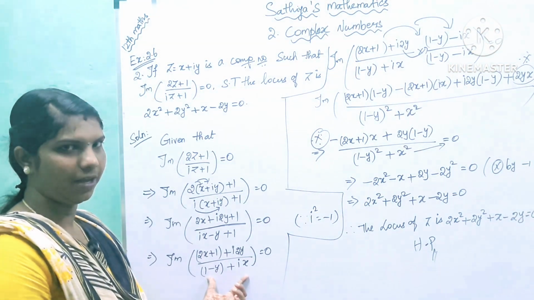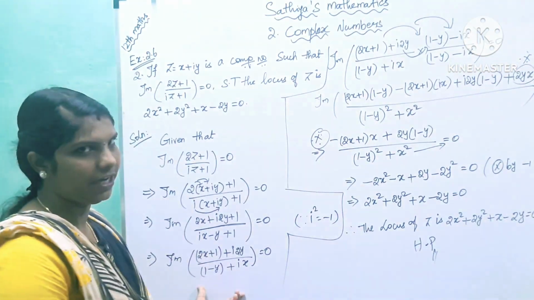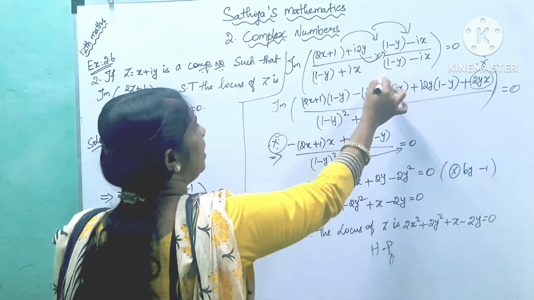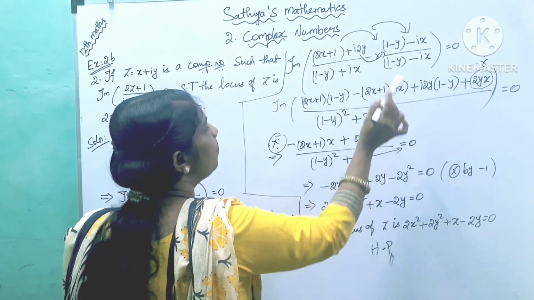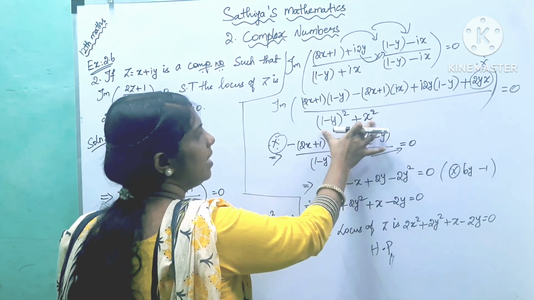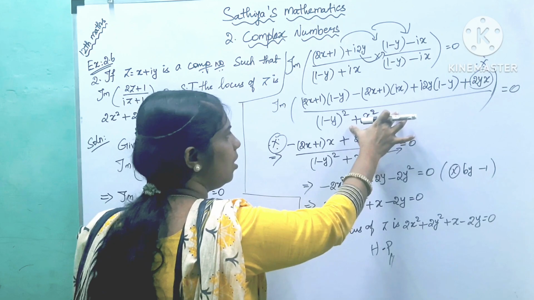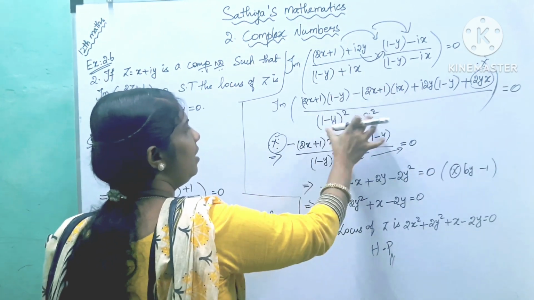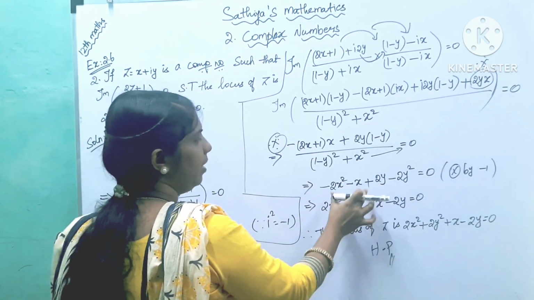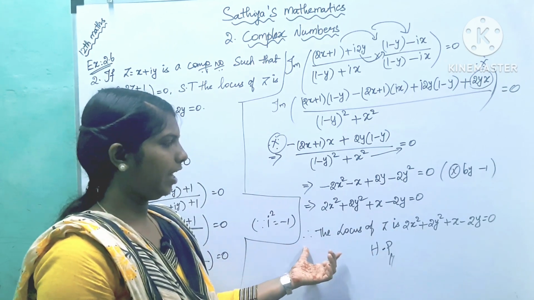The denominator also has a complex number. So we first simplify the denominator, and only then can we separate out the imaginary part of the term. So we multiply and divide by the denominator's conjugate. After that, we multiply term by term. The denominator is in the form of a plus ib into a minus ib, so this can be written as a square plus b square. After that, the imaginary part of this term is equal to 0. So we separate the imaginary part from this term and equate it to 0. Next, by multiplying term by term and simplifying, we get the locus of z as the required equation.